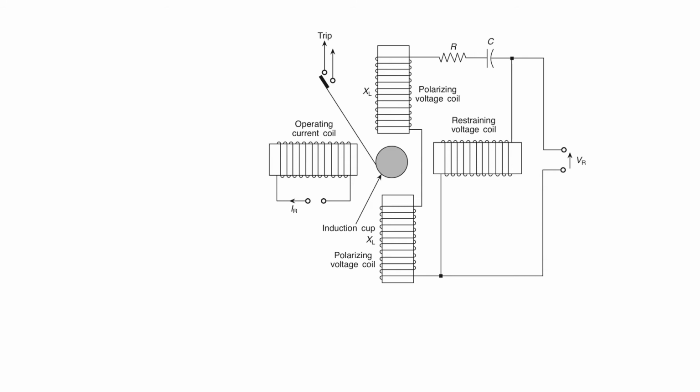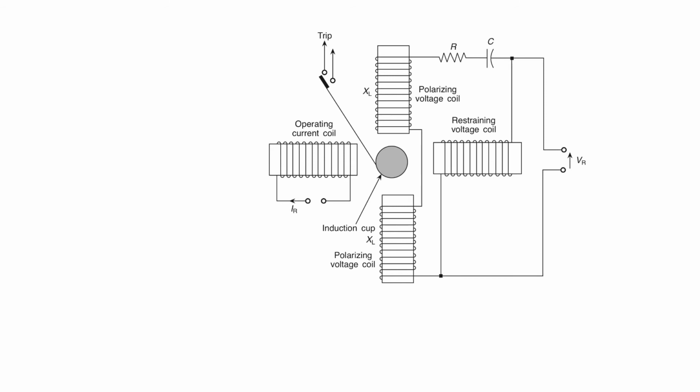The restraining torque in this case is produced because of the fluxes created by the operating and the polarizing voltage coils. This is the polarizing voltage coil. The resistor R and capacitor C in the voltage coil enable the adjustment of MTA, as we have discussed in the previous lecture. Now, the advantage of the 4-pole induction cup structure is its increased sensitivity due to the high torque to weight ratio over the simple induction disc structure.